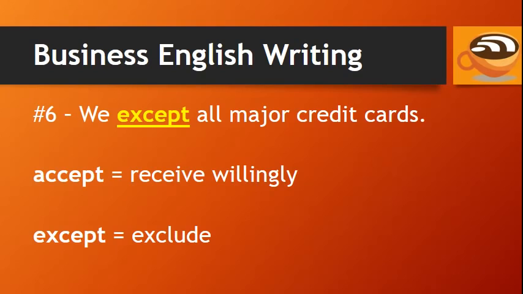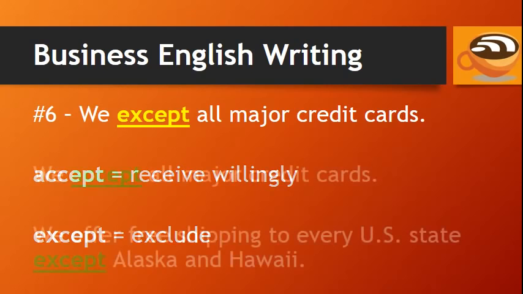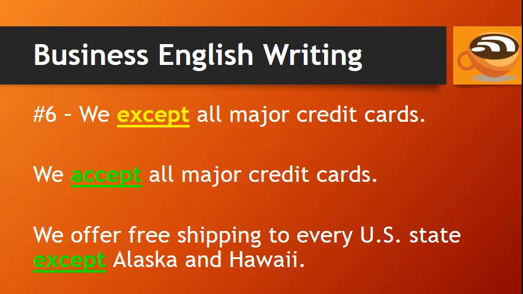Number 6. We accept all major credit cards. The word accept, spelled with an A, means to receive willingly, and the word except, spelled with an E, means to exclude. When speaking, these words are pronounced the same. When writing, we need to make sure to use the correct one. The correct sentence is, we accept, with an A, all major credit cards.